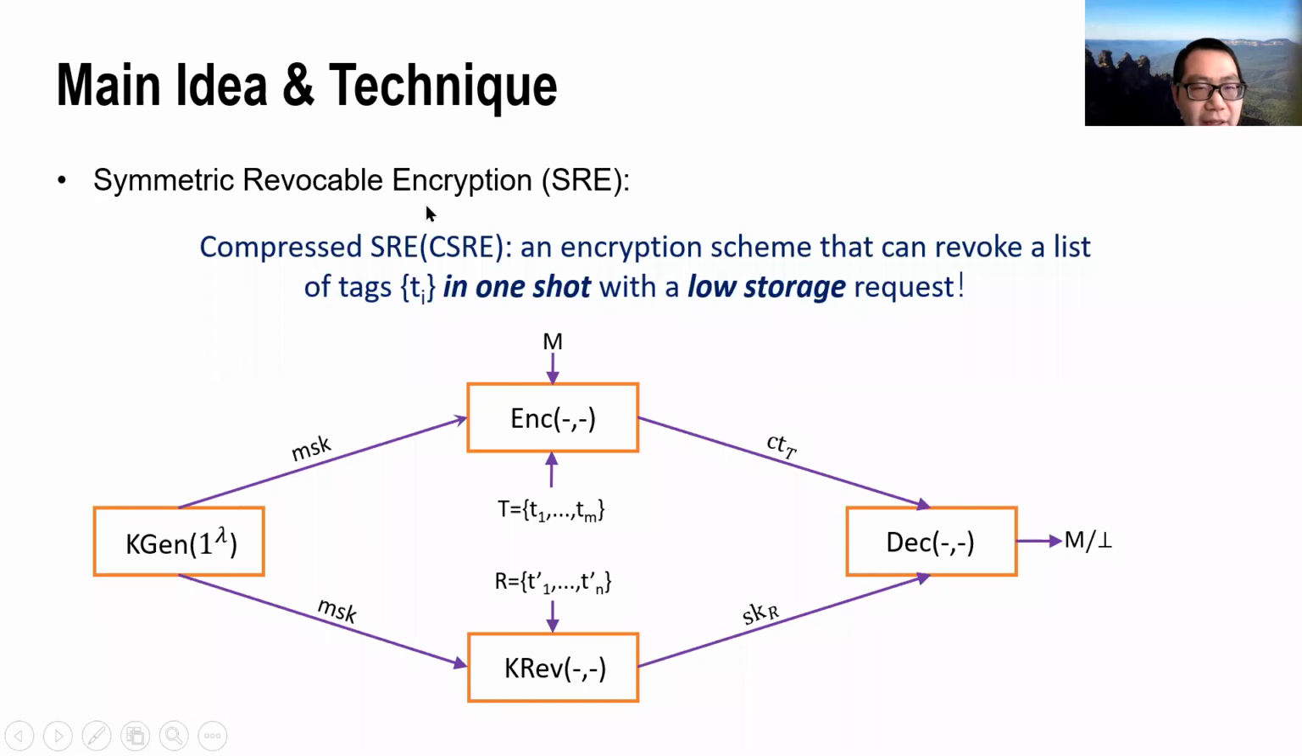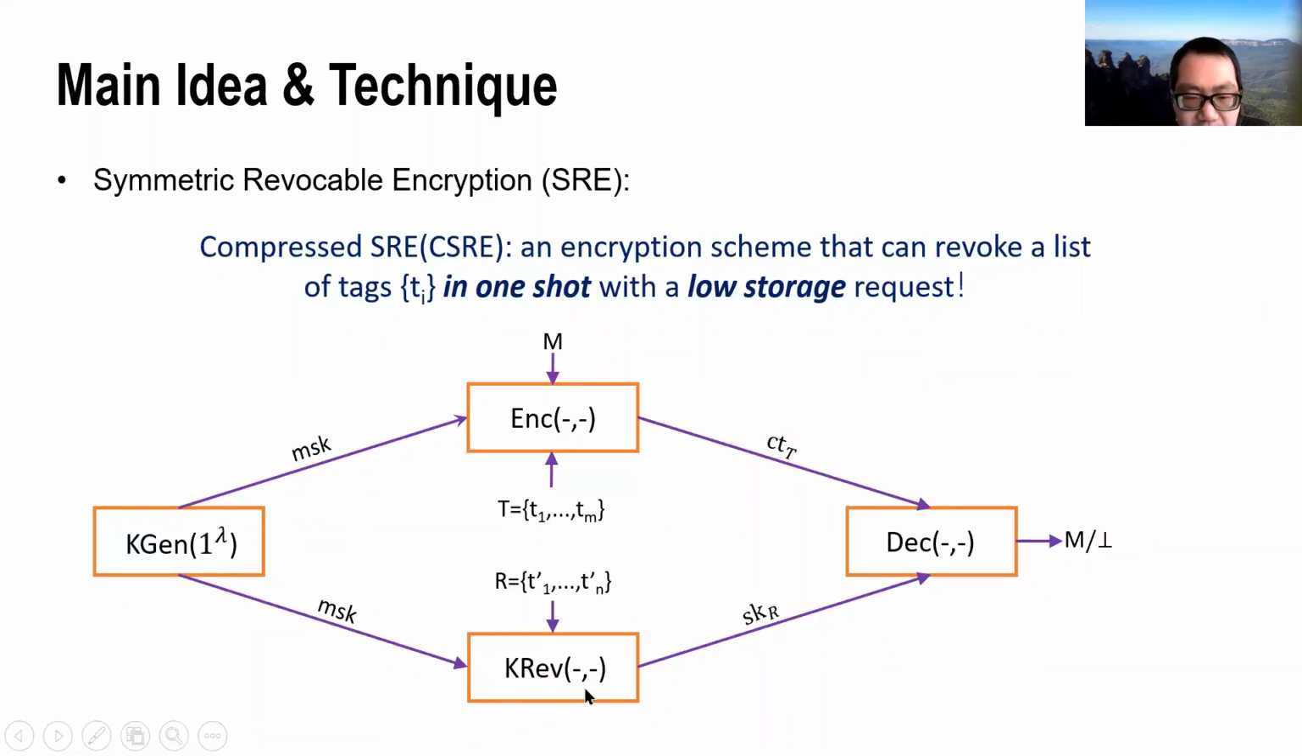More precisely, symmetric revocable encryption consists of 4 polynomial time algorithms. The first algorithm is a key generation algorithm, which takes the security parameter and outputs a master secret key. And the second is the encryption algorithm, which takes the master secret key and a message and the associated tags T with this message. It outputs a self-test for this message.